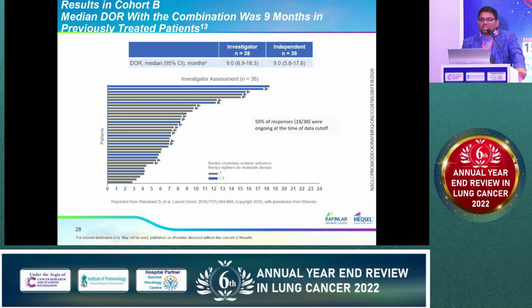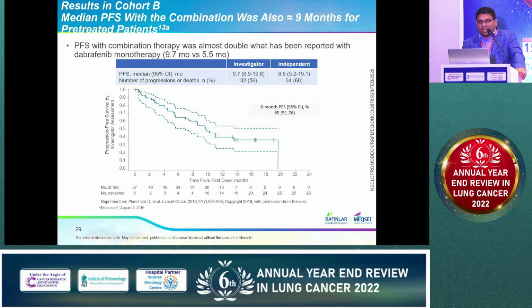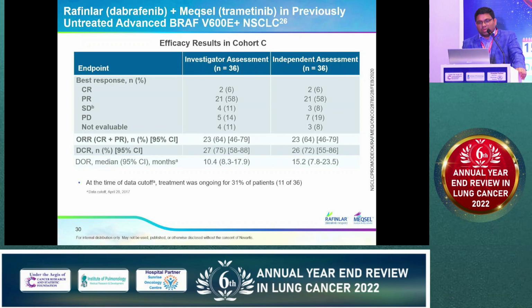The duration of response is around 9 months, which is, I would say, at best optimistic, because in many other TKIs, in ALK and in NTRK, this duration of response is pretty much longer, 15 to 18 months. And you would get a 6-month PFS of around 65% when this combination has been used.